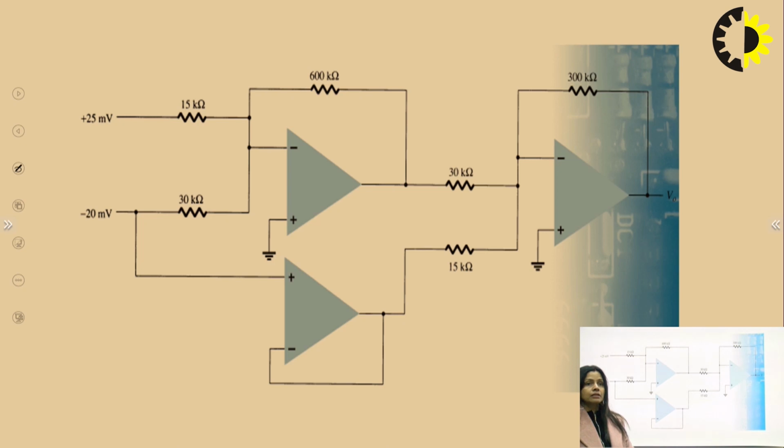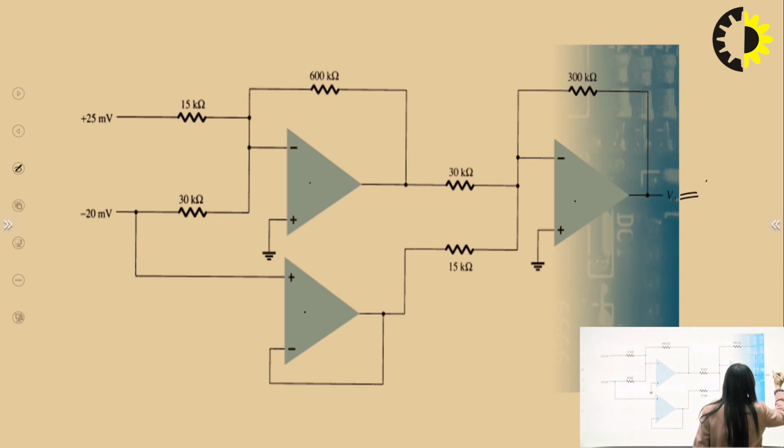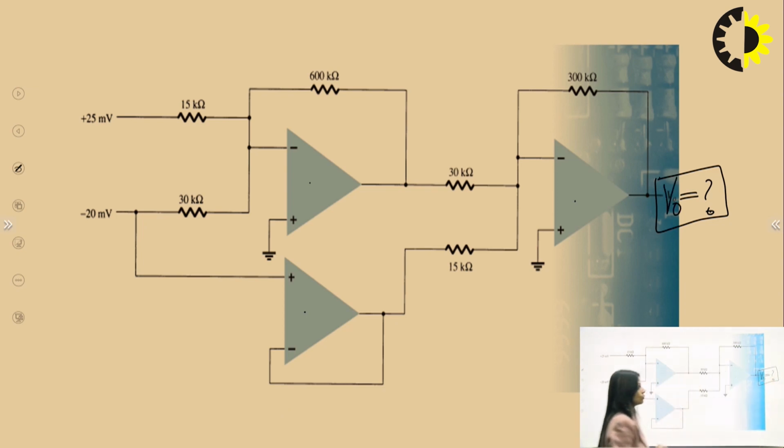We are given a circuit consisting of 3 Opamps. In the figure, we have 3 Opamps in the circuit: this is one Opamp, second Opamp and third Opamp. Now how will we proceed for the numerical? In this particular numerical, we have been asked to calculate the output voltage VO, right? The output voltage VO we want to calculate.